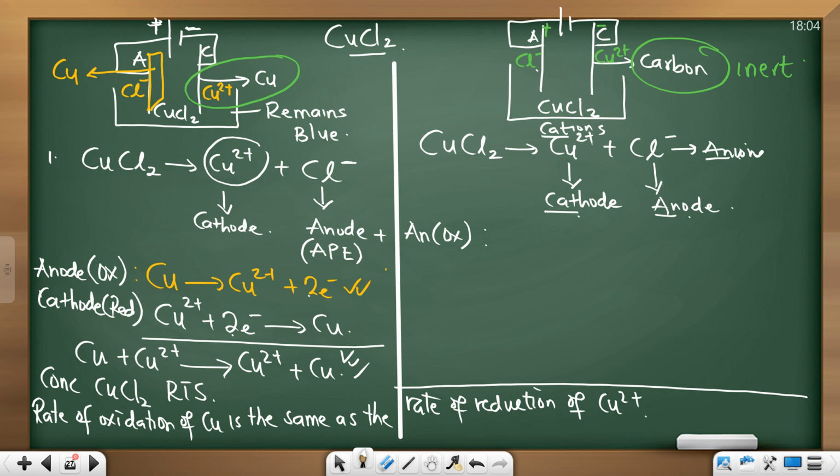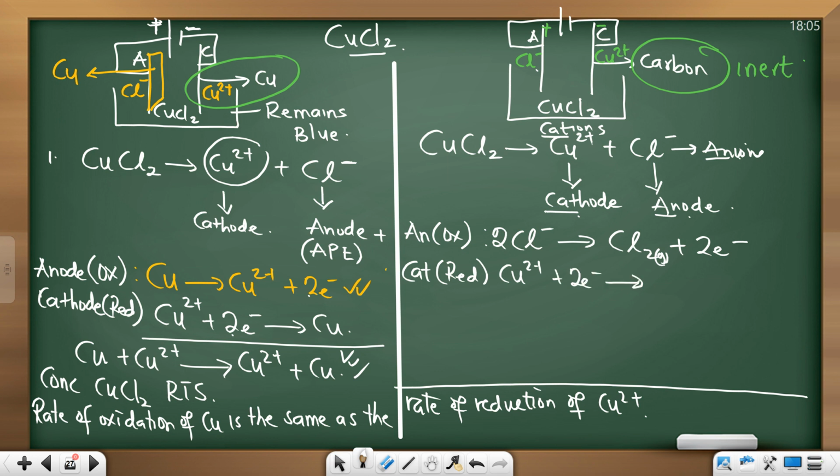All right. Anode, oxidation. So it is only Cl that we have. What's going to happen? It will be oxidized. Where do you start writing? From the right to the left. What will it be? 2Cl minus to give us what? Cl2 gas plus 2 electrons. About the reduction at the cathode, cat and reduction. We only have Cu2 plus, right? Plus 2e to give us what? Cu. Concentration of CuCl2 does what?